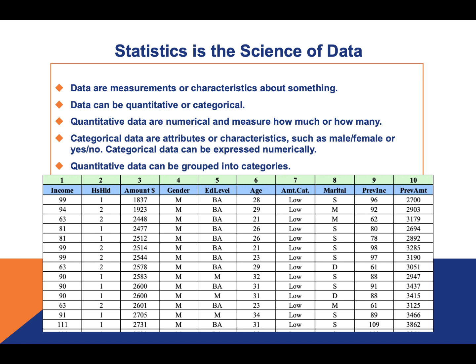Quantitative data are of course numerical and measure how much or how many of something. Categorical data are usually attributes or characteristics such as male-female or yes-no. It's important to note that categorical data can sometimes be expressed numerically, simply using numbers as labels. Quantitative data also can be grouped into categories.